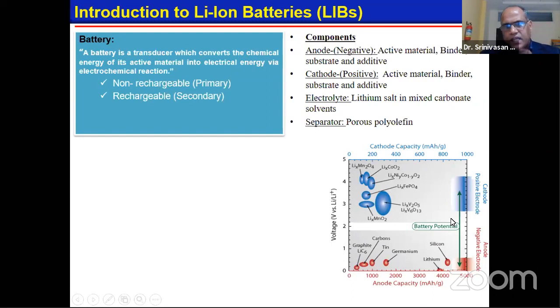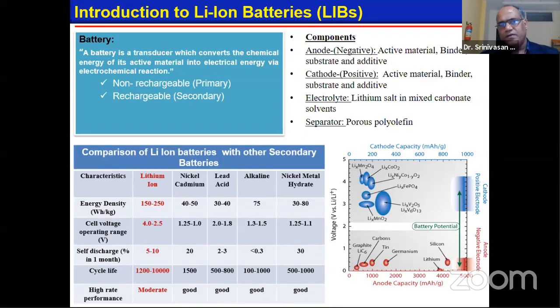On the right-hand side, you can see the existing cathode and anode materials which are used in commercial lithium-ion battery applications. Always, the cathode materials have a higher voltage and the anode materials have a lower voltage. So when you choose a higher voltage cathode and a lower voltage anode, you will end up with a high voltage of the cell, which increases the energy density of your cell as well as the capacity.